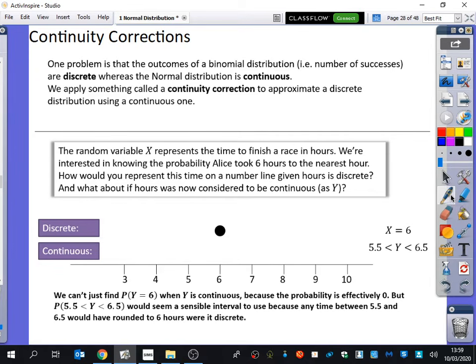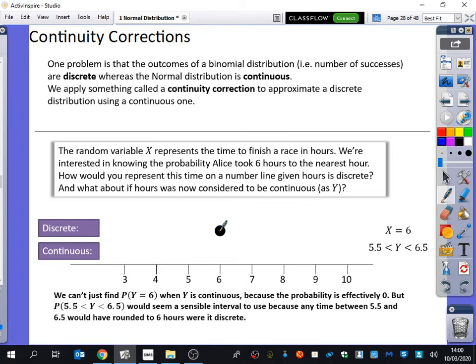Okay, so let's have a look at this. It says the random variable x represents the time to finish a race in hours. We're interested in knowing the probability that Alice took 6 hours to the nearest hour. How would you represent this time on a number line given hours is discrete? And what about if hours was now considered to be continuous? So if it was discrete on the number line, we would just put a dot to say that the amount of time was 6 hours, because we've just said to the nearest hour, she took 6 hours.